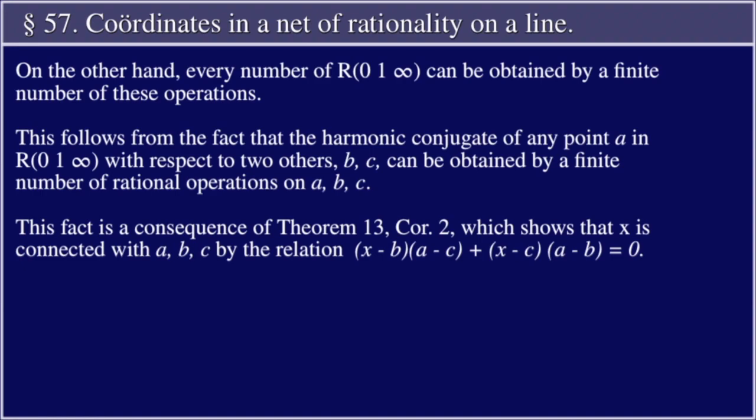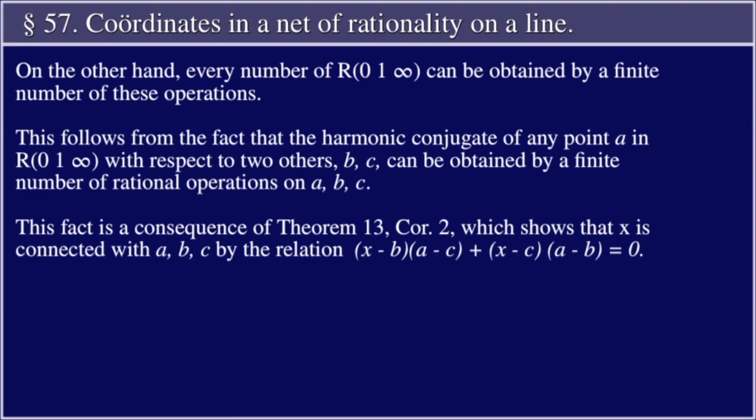On the other hand, every number of R(0, 1, infinity) can be obtained by a finite number of these operations. This follows from the fact that the harmonic conjugate of any point A in R(0, 1, infinity) with respect to two others, B and C, can be obtained by a finite number of rational operations on A, B, C.